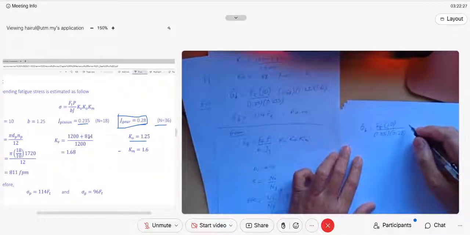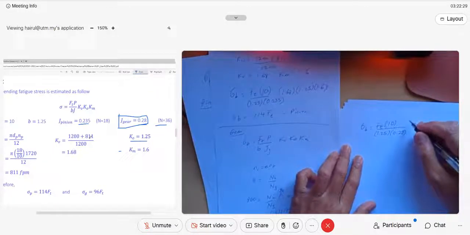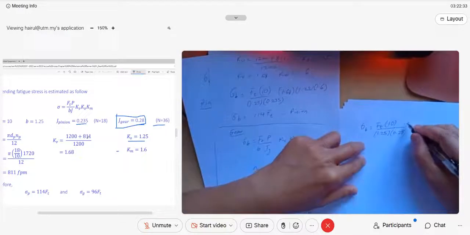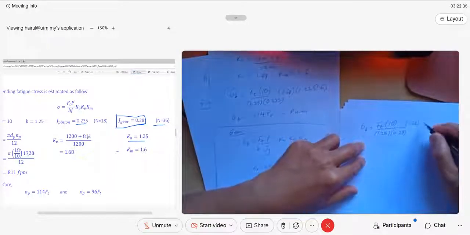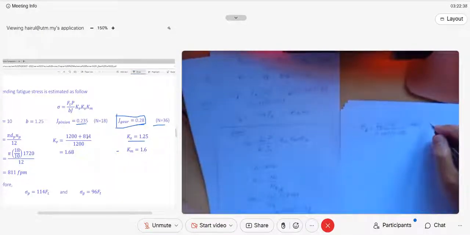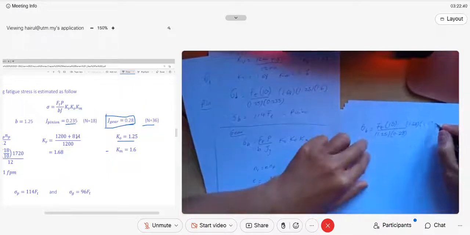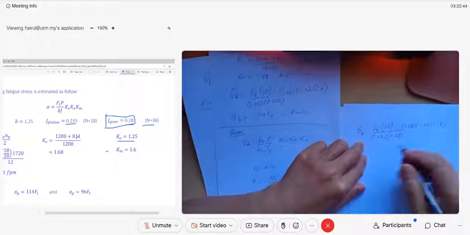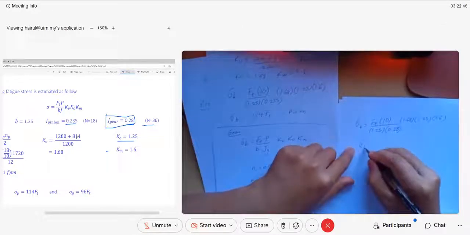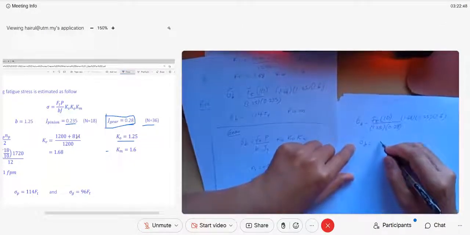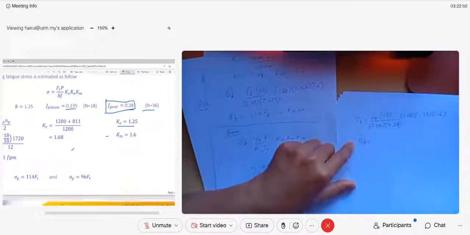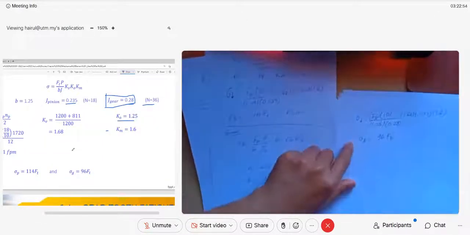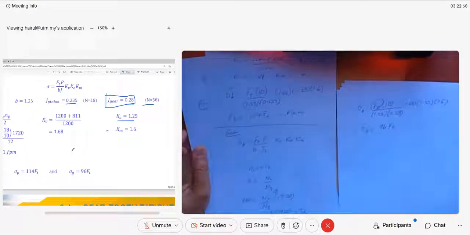So your KV and everything is the same. KV just now is 1.68. Your KO is 1.25 and your mounting factor is 1.6. Everything is the same, the only difference is your J. So your sigma bending for the gear is 96 F tangent, because the only thing, F tangent, is a variable. Okay, class? Class, a little more. Hold on, a little more.